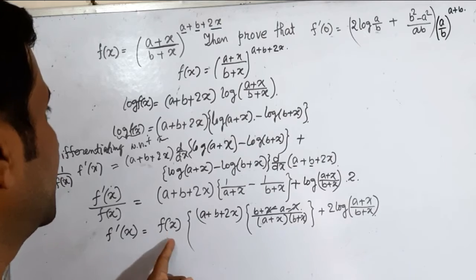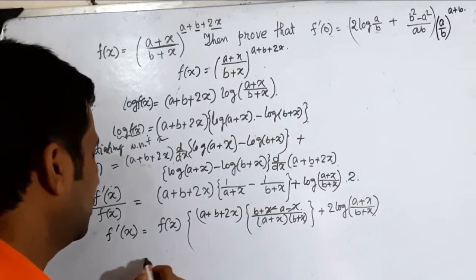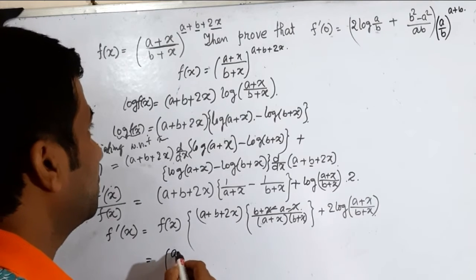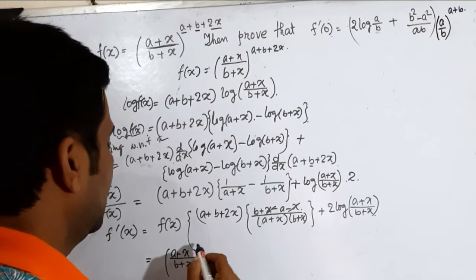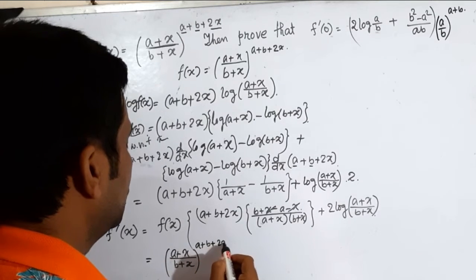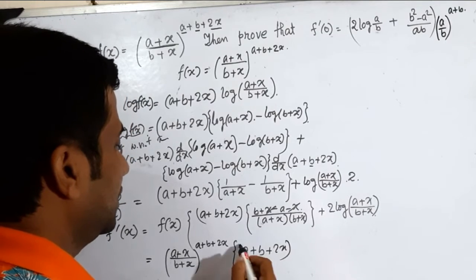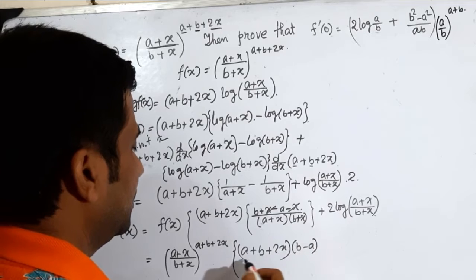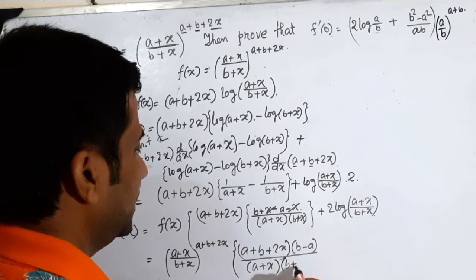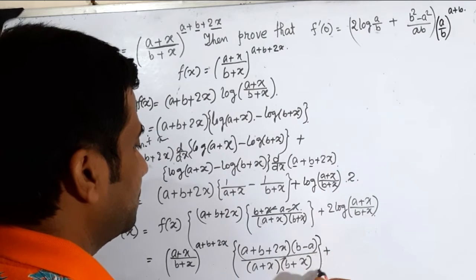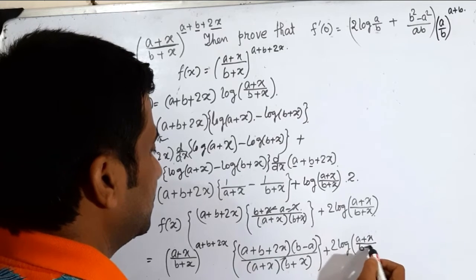You know, f(x) is ((a + x)/(b + x)) to the power (a + b + 2x). Now putting the value of f(x), we get f'(x) = ((a + x)/(b + x))^(a + b + 2x) times [(a + b + 2x)(b - a)/((a + x)(b + x)) plus 2 log((a + x)/(b + x))].